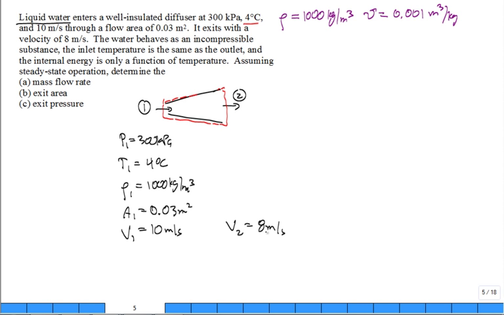Does that look reasonable? Did it speed up or slow down? It slowed down. That's what a diffuser does, doesn't it? Yeah, that looks reasonable. Water behaves as an incompressible substance. What does that tell me about the density at 2? It's the same. What about the specific volume at 2 compared to the specific volume at 1? The same. It's incompressible. The inlet temperature is the same as the outlet temperature. What about the temperature at 2? Same.